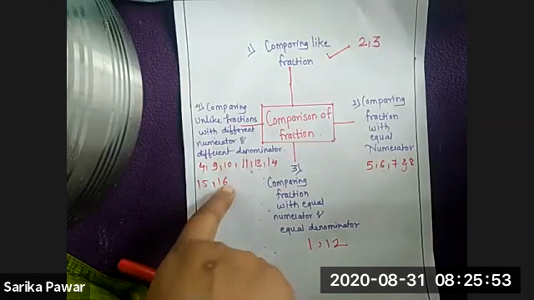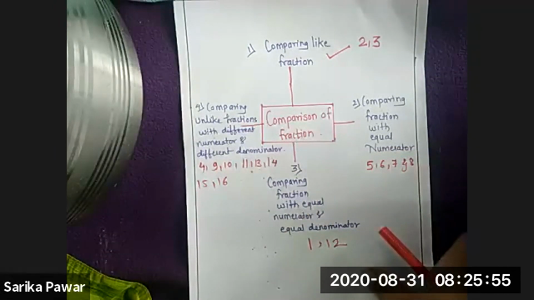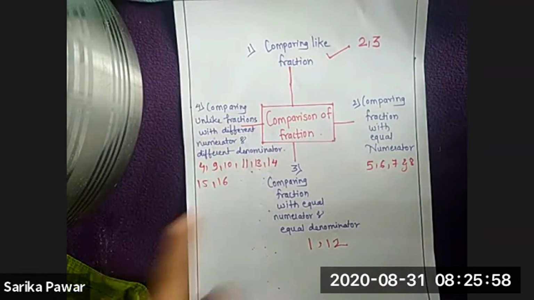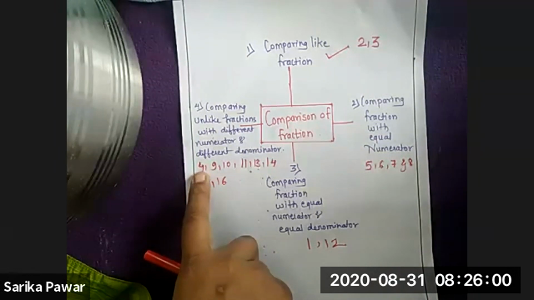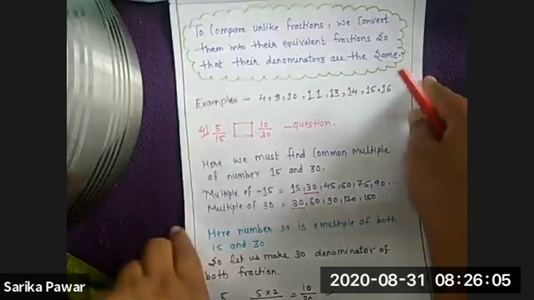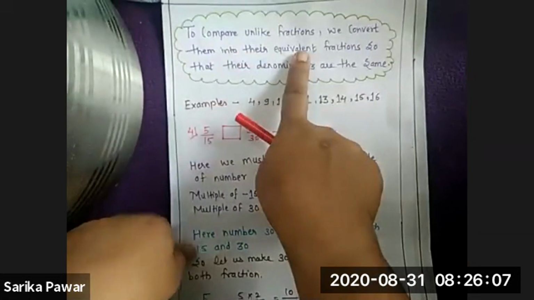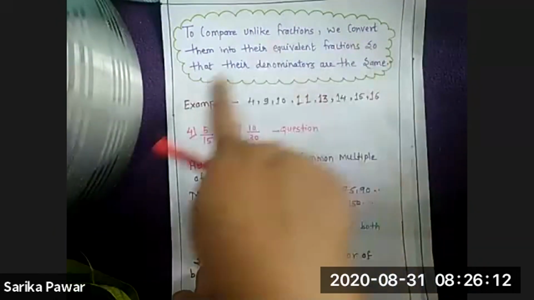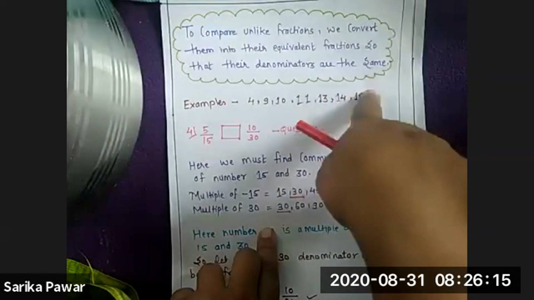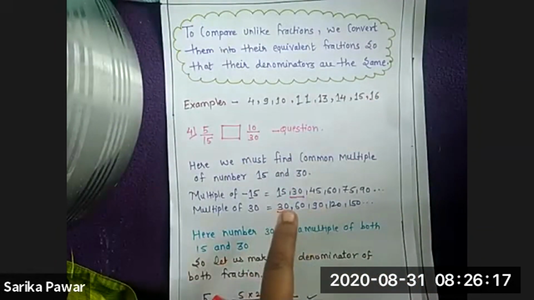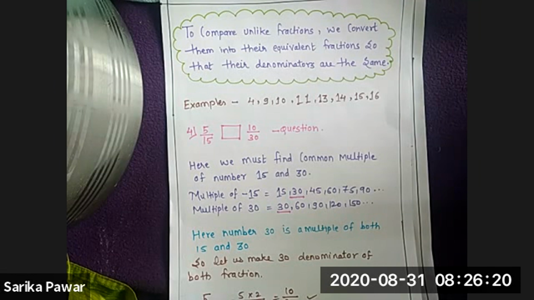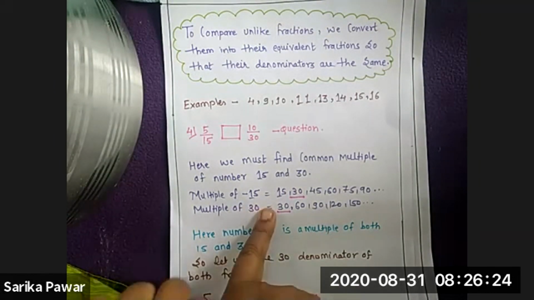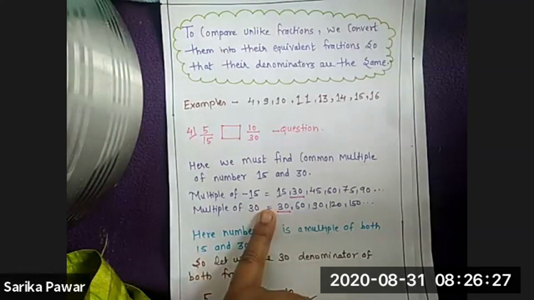Now see how we will solve this problem. Let's have a look at the first example, example number 4. See here, to compare unlike fractions, we convert them into equivalent fractions so that their denominators are the same. Yes, that we already learned in problem set 18: how to convert unlike fractions into like fractions.